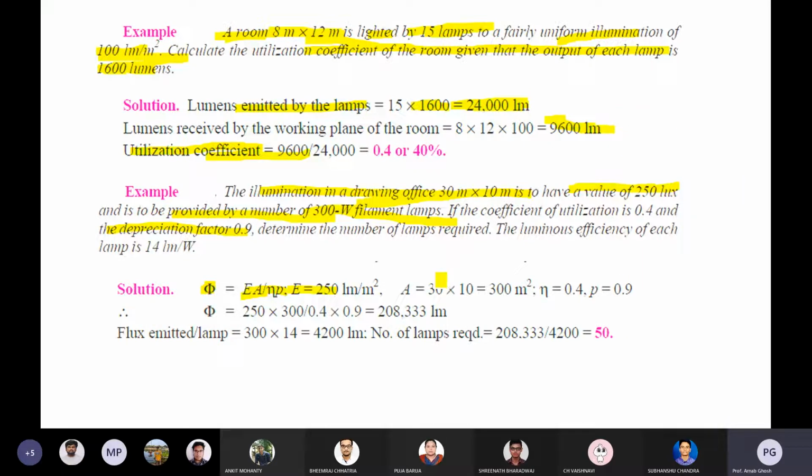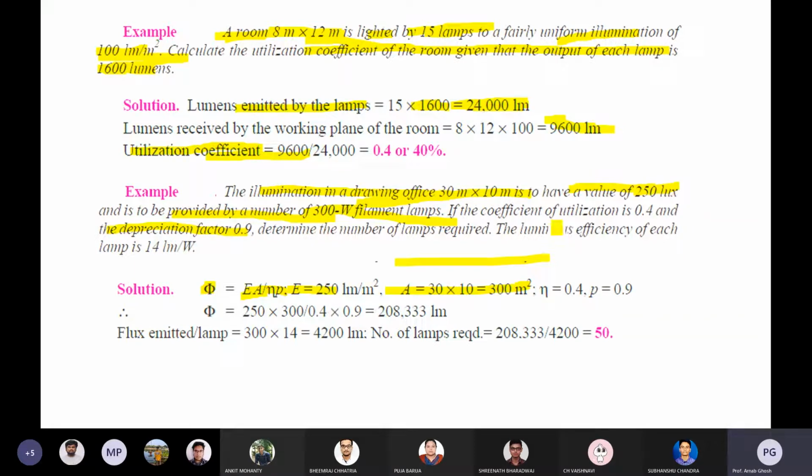Then the A value, what is your area? That is 30 meter into 10 meter, so you are getting the A value as 300 meter square. The eta value is given as 0.4, that's the utilization factor, and the depreciation factor is 0.9. So automatically you can find out the phi.